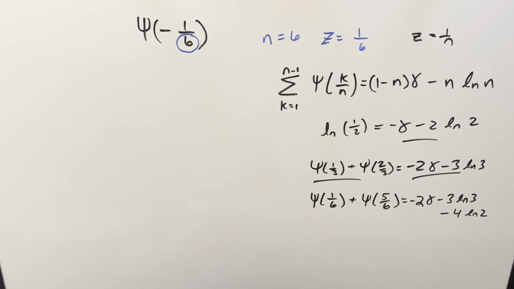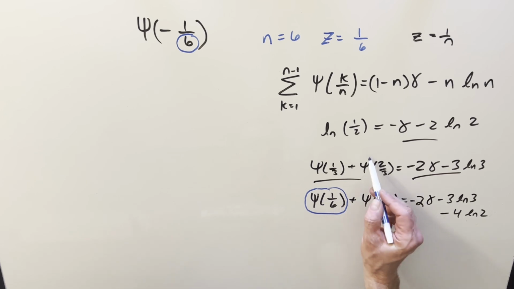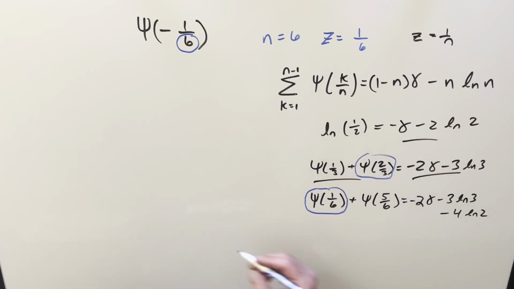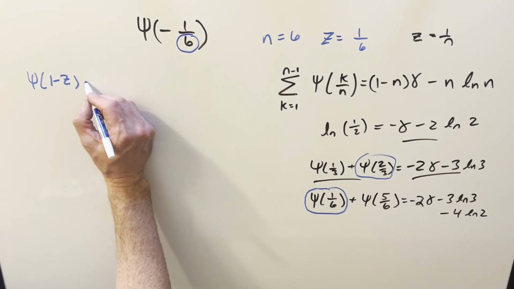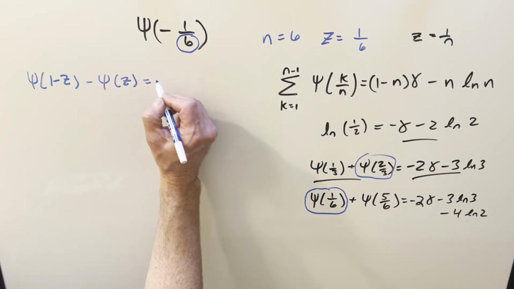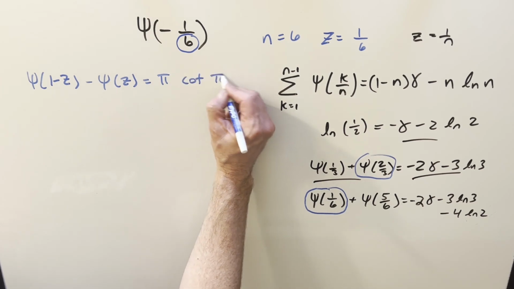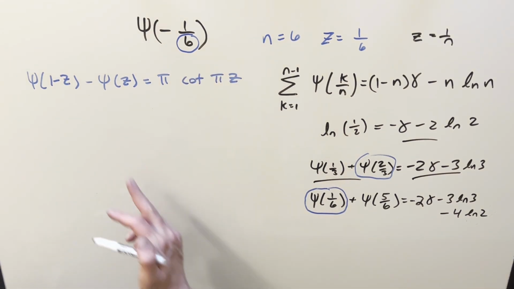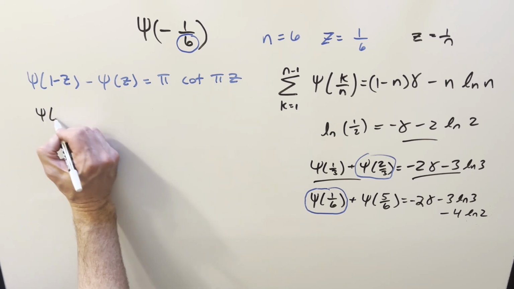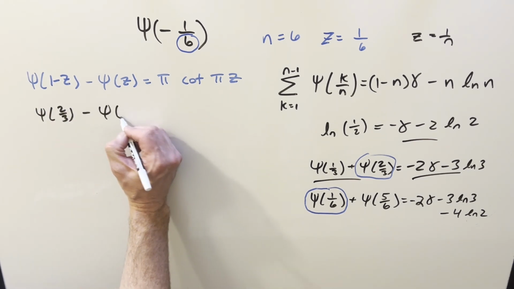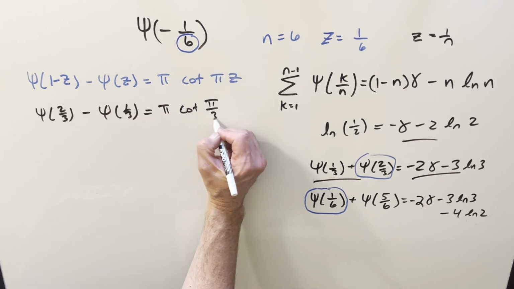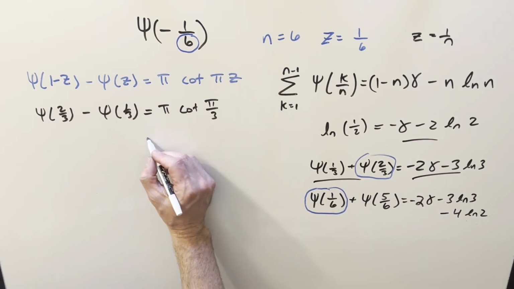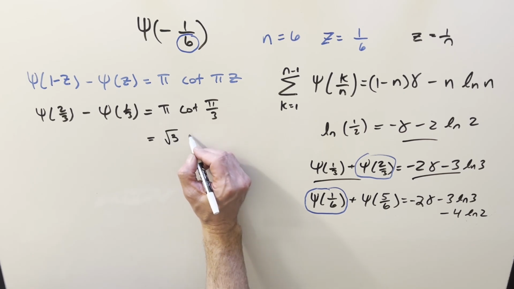But then here the question becomes, how do we isolate individual values? Like what is digamma 1/6? What is digamma 2/3? Well, for this we can use another formula. We'll use the reflection formula that tells us digamma of 1 minus z minus digamma of z is just pi cotangent pi z. So if we set z equal to 1/3, what's going to happen? We have digamma 2/3 minus digamma 1/3 is going to be pi cotangent pi over 3. But this value here is just going to be square root of 3 times pi.